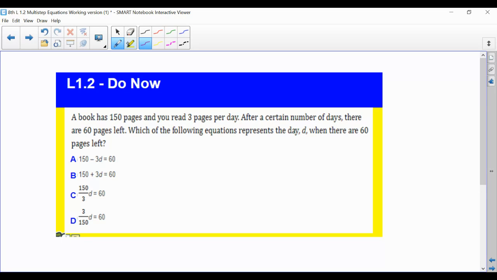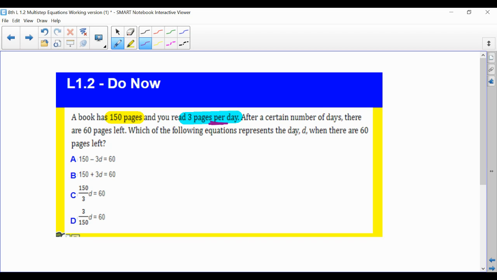A book has 150 pages. Doesn't change. 150 pages is constant. You read 3 pages per day. Pages per day. Per is another one of those words that lets you know that you're talking about something that changes depending upon the number of days. So 3 pages per day. If you read for 2 days, that's 6 pages. If you read for 4 days, that's 12 pages. So it all depends on the number of days.